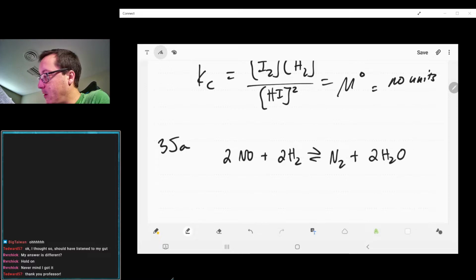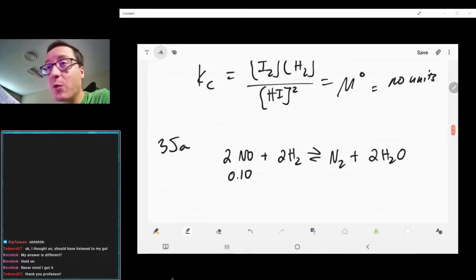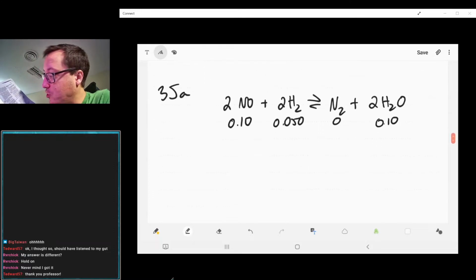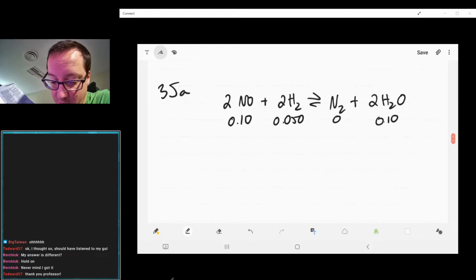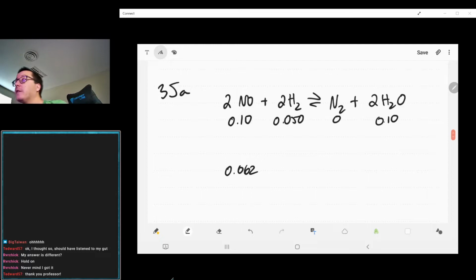All right, it's telling us we're placing 0.1 moles of NO. Since this is in a 1 liter vessel, the moles are going to be equal to molarity, so I'm just going to omit that unit right there. For hydrogen, we're given 0.05. And then we're also putting a little bit of water in here as well. But no nitrogen, it seems. All right, and then the equilibrium is established, at which point NO is 0.062 molar. So that's the information we've got here.